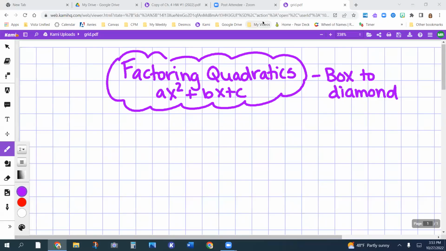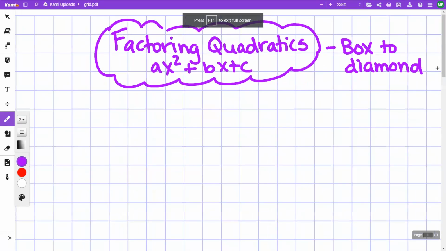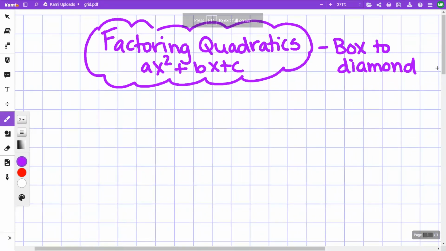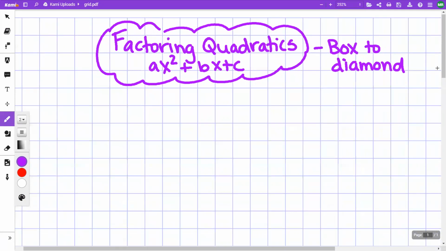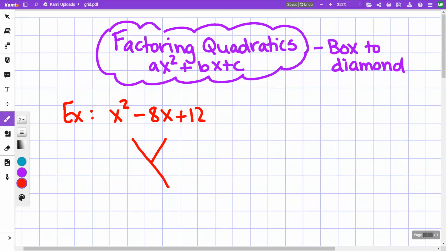The title of this set of notes is Factoring Quadratics, ax squared plus bx plus c. And this is going to be box to diamond. Just a little reminder: if we have an example where it is an x squared, with no number or coefficient in front, let's say it's x squared minus 8x plus 12, and we're factoring it, I can do just a straight diamond, because I just need to figure out what multiplies to 12, which is the constant, and what adds to the negative 8, which is the x.